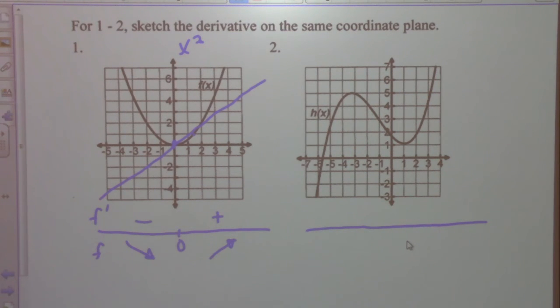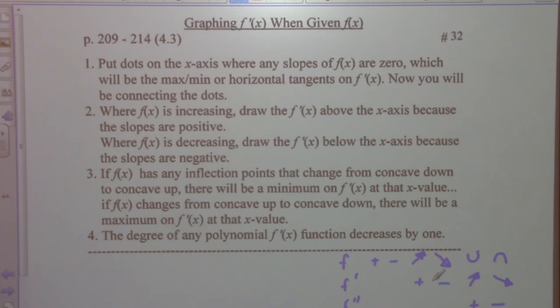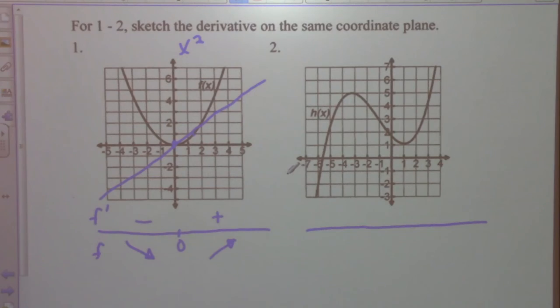Your critical numbers are going to be where f is changing from increasing to decreasing or decreasing to increasing. Where do you see changes from increasing to decreasing or decreasing to increasing here? About -3. So let's put that as one of our critical numbers. And where's another one? About 1.